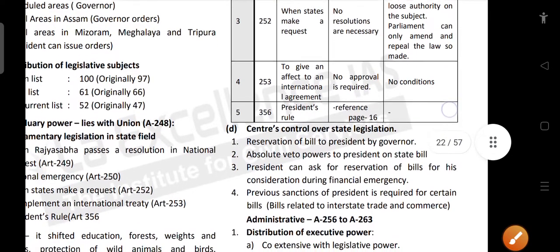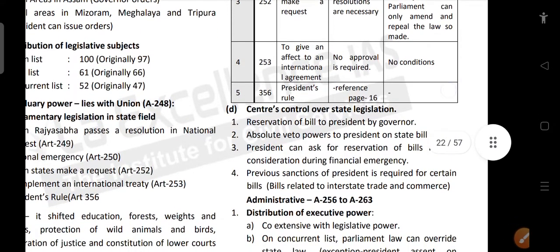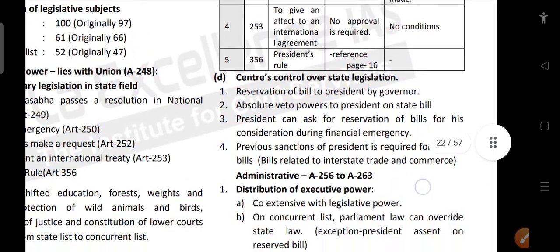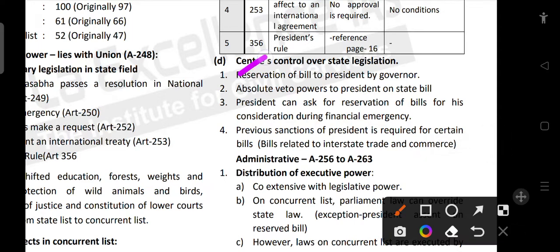Now, what is the Centre's control over state legislation? What are the various controls exercised by the Centre? Reservation of a bill for the president by the governor. Then absolute veto to the president on a state bill. So, it's not available in case of a Parliament bill. When Parliament sends a bill again after reconsideration, the president must give approval. But in case of a state bill, the president can again reject the bill or send back the bill.